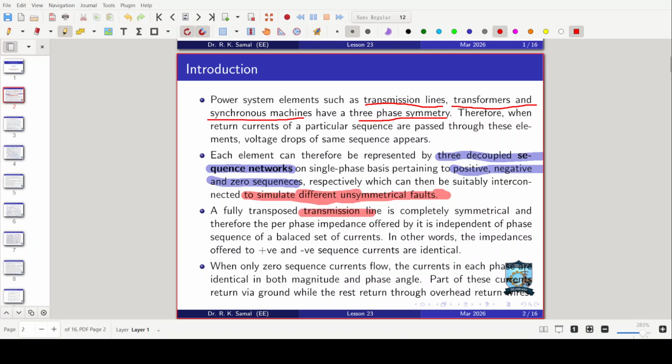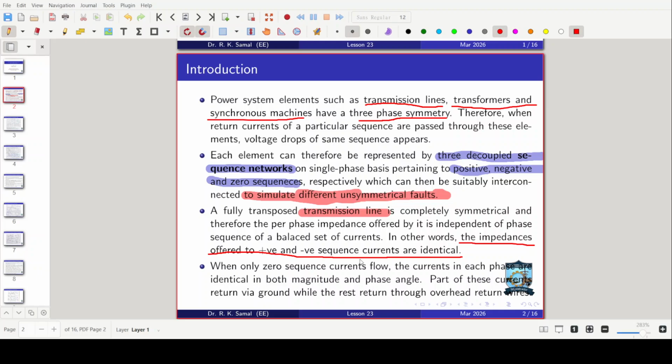A fully transposed transmission line is completely symmetrical, and therefore the per phase impedance offered by it is independent of the phase sequence of a balanced set of currents. In other words, the impedances offered to positive and negative sequence currents are identical. By transmission line here, we mean the transposed line, which is what is practically available. So for a transmission line, the positive and negative sequence impedances or networks are identical.